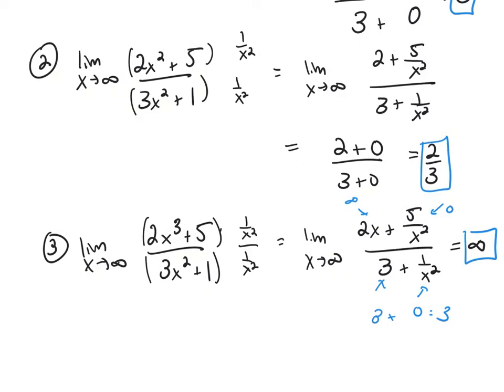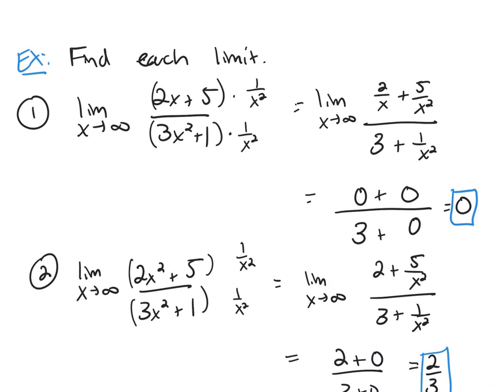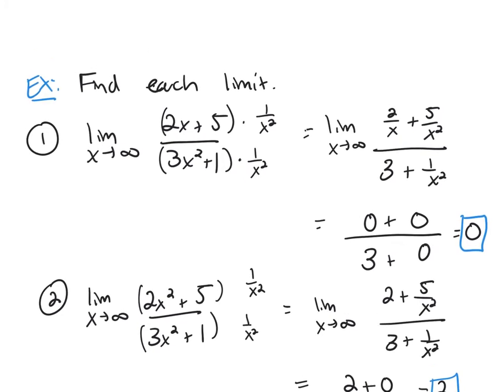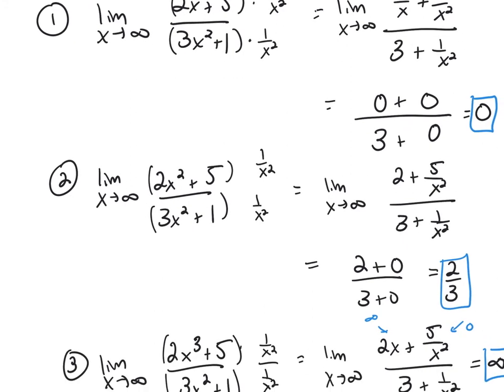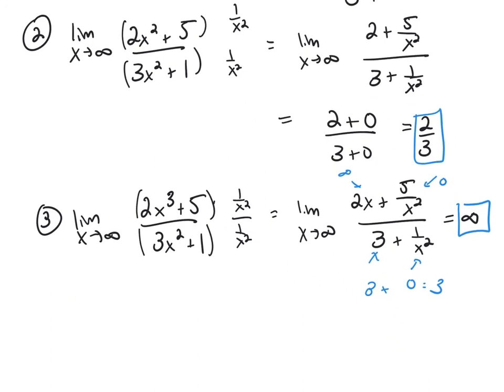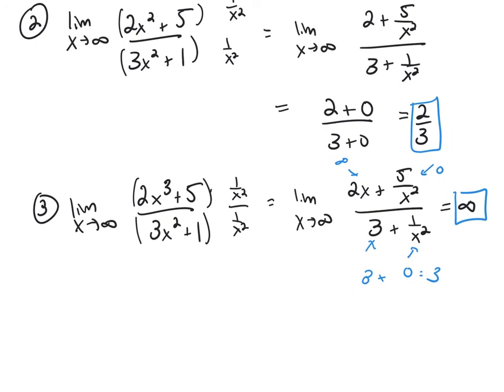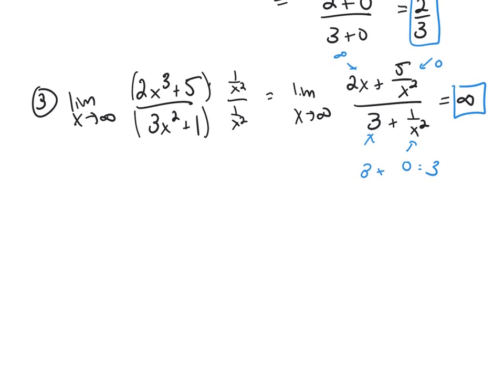So if you look at these 3 examples, what did we get? These were always rational functions, polynomials over polynomials. In the first one, the degree of the denominator was bigger. I got 0. The second one, the degree was the same. It was the ratio of the coefficients there. And in the last one, the numerator has a bigger degree and the limit was infinity. So we can sum all of this up into the following statement. Limits at either plus or minus infinity of rational functions.